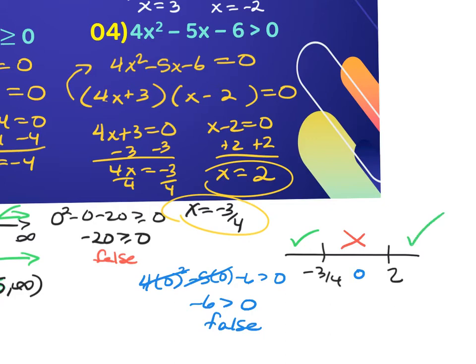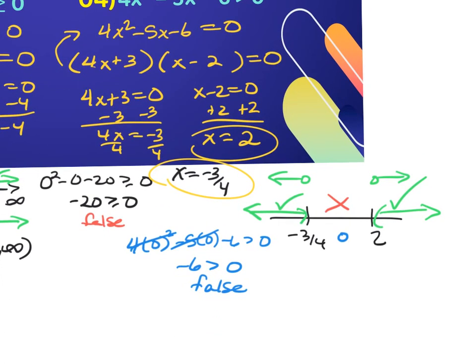Again, if you were graphing it, it would be parentheses pointing that way, parentheses that way, or open, open. And again, the interval notation would be from negative infinity up to negative 3/4. Union that with 2 to infinity. All parentheses around everything.